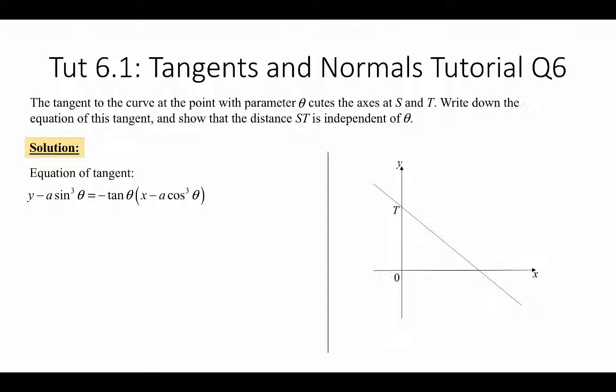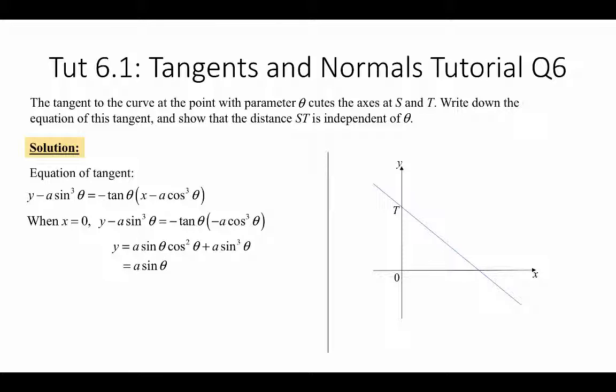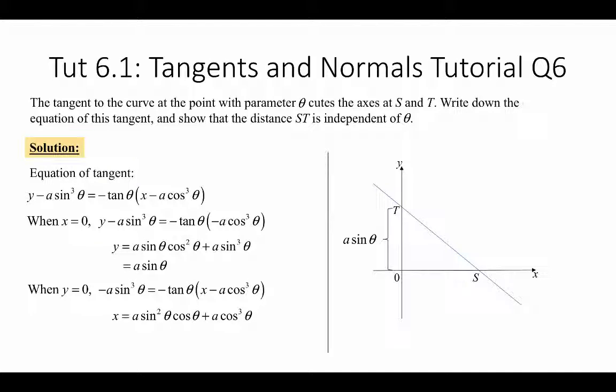Now, let's say the y-intercept of this tangent is the point T. How do we find the coordinates of this point? We simply substitute x equals 0 into the equation of the tangent. Solving this, it gives us y equals a sin theta. This is the y coordinate of the point T and also the length of OT. Similarly, let's say the x-intercept of the tangent is the point S. In order to find the x coordinate of this point, we let y equal 0 in the equation of the tangent. Solving for x, we will get x equals a cos theta. This is also the length of OS.